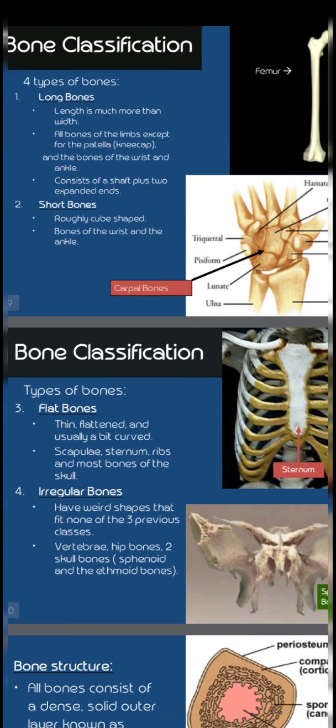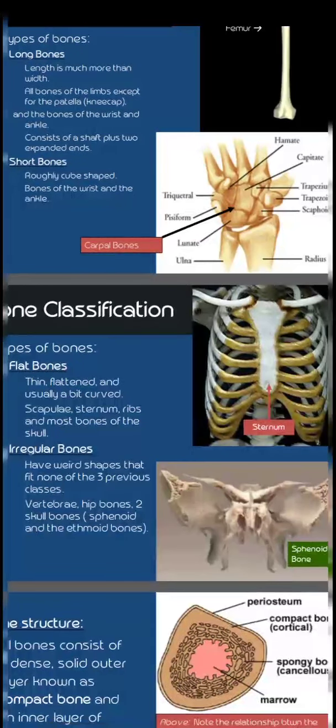Now let's talk about flat bones. Flat bones are those bones which are thin, not very broad, are flattened and a bit curved. The scapula, which is located posteriorly in the shoulder joint, is a good example. Sternum is an example of flat bone. Ribs and most bones of the skull are examples of flat bones.